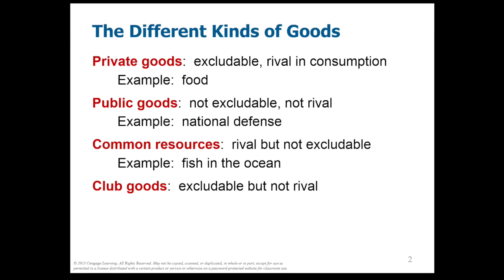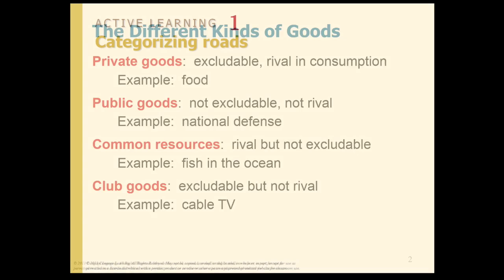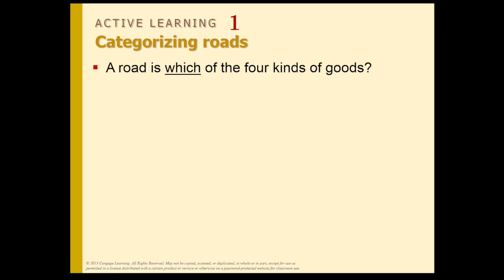And then there are these things called club goods, like the so-called country club good. It's excludable, but it's not rival, right? So I can keep you out of that country club, or I can keep you out of watching cable TV, but if you do watch it, it doesn't affect my consumption of it. Therefore, it's not rival.